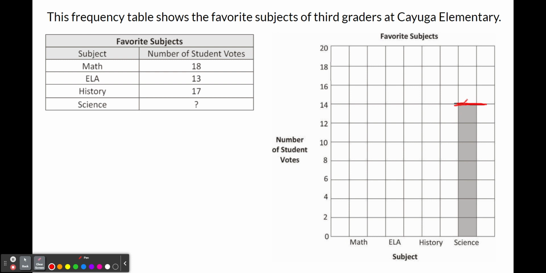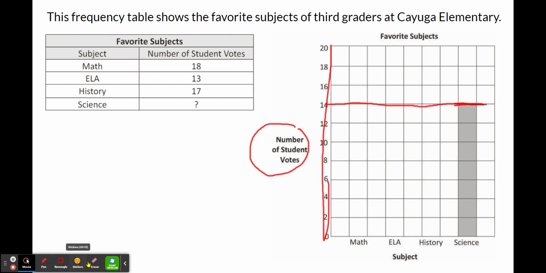If we follow this line all the way over here, we see that this axis says number of student votes. This number is telling us the number of student votes that we have. So if we follow that line all the way over, we notice that it's 14. So 14 students said that science was their favorite subject. Now let's go ahead and fill in the rest of the information on this bar graph.